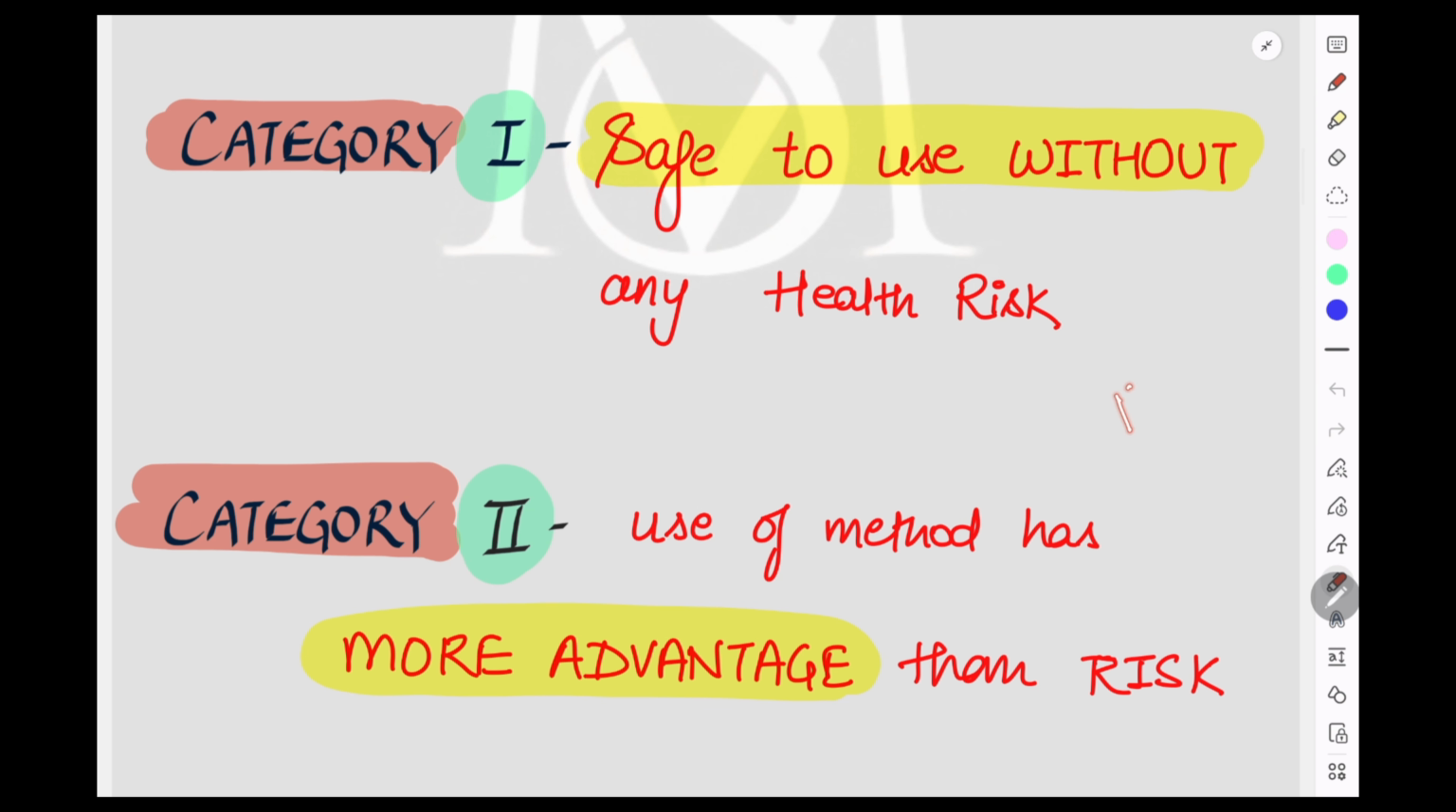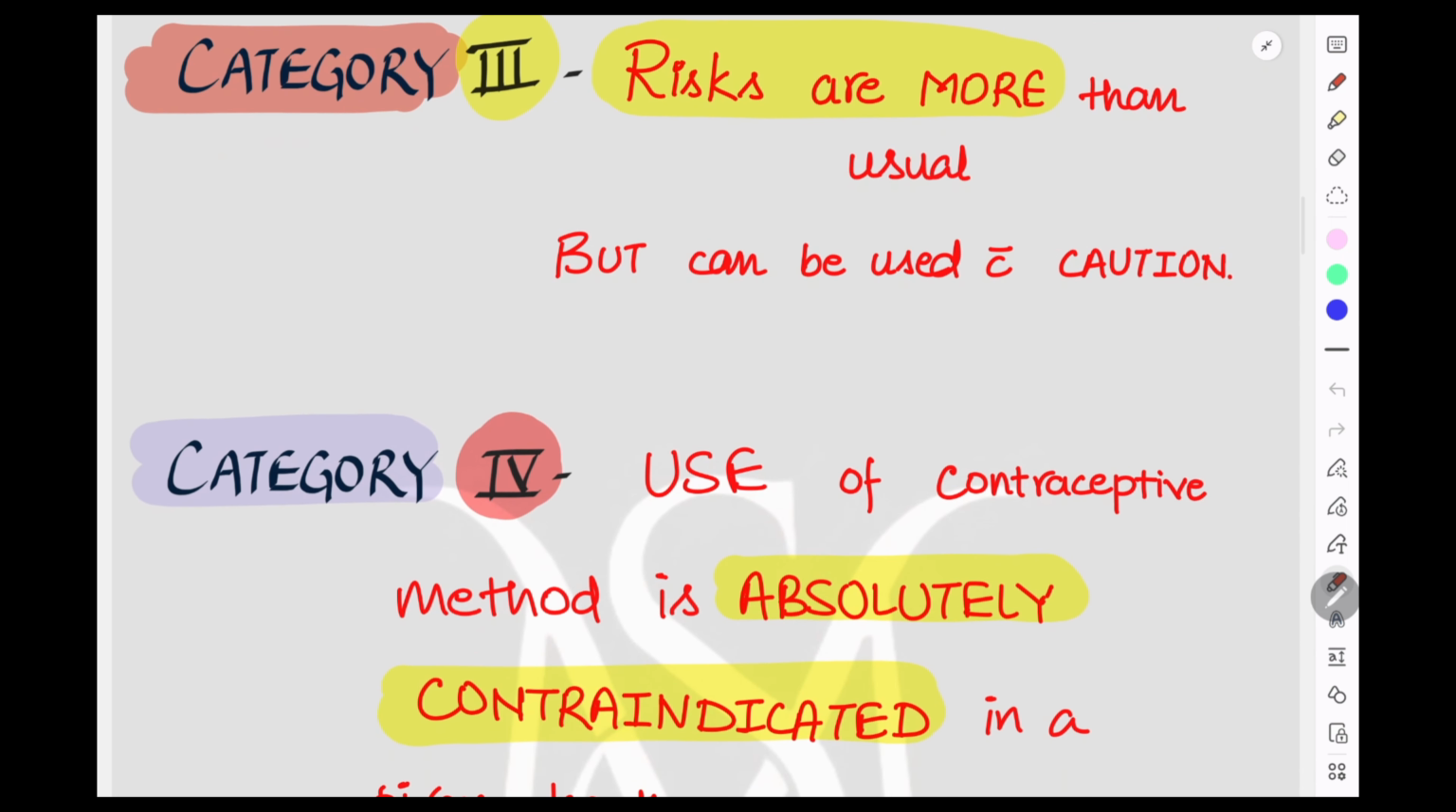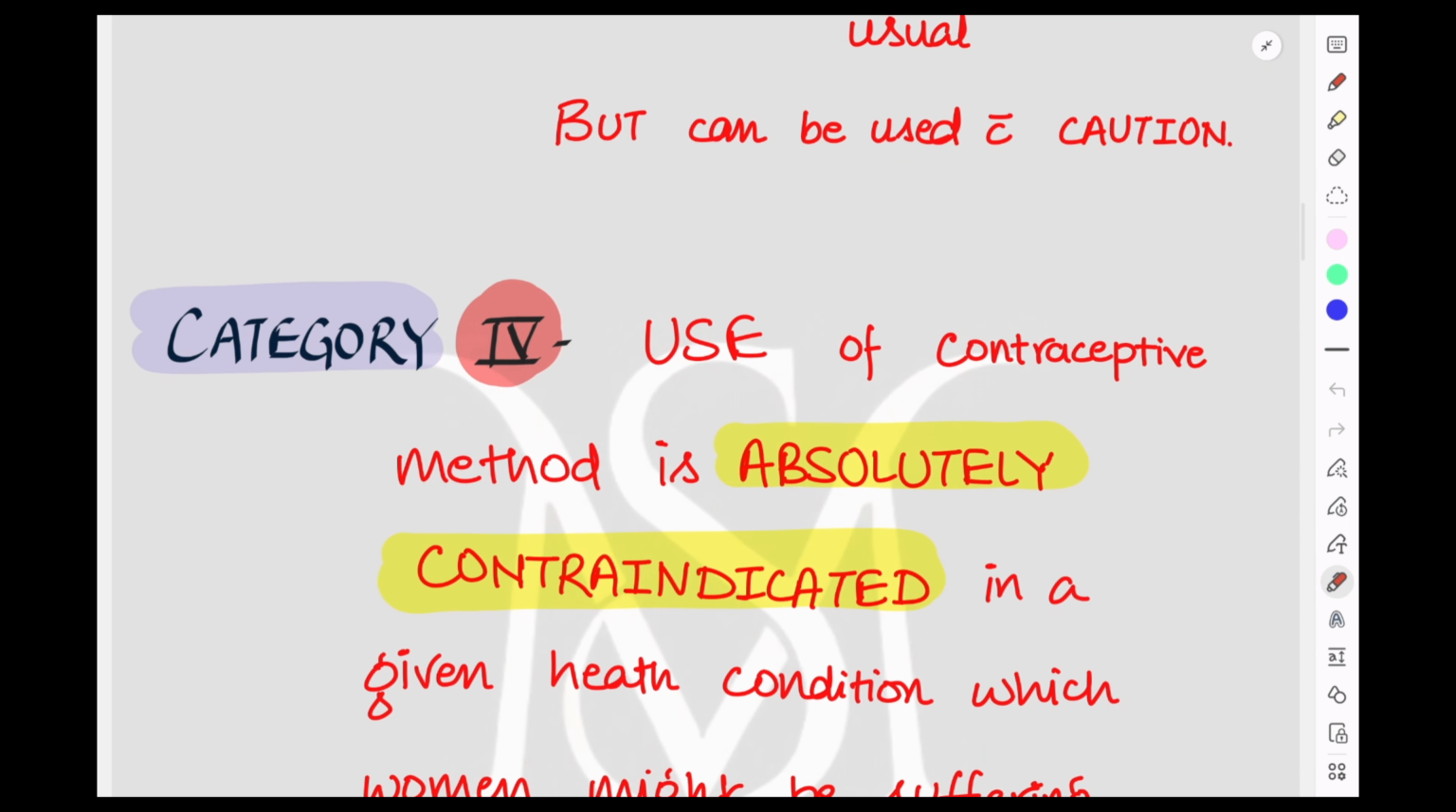So the first step is to learn the categories. Category 1, that is safe to use without any health risk. Category 2, more advantage than risk. Category 3, risk is more than usual. And category 4 means it is contraindicated. So first learn the categories.